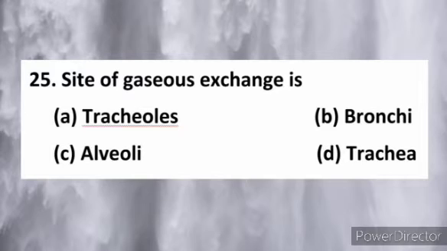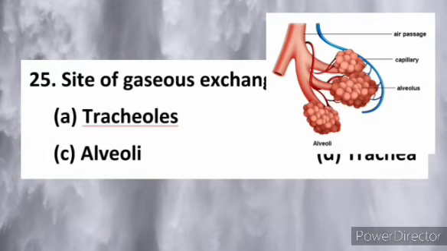Question number 25. Site of gaseous exchange is? The answer is alveoli. Alveoli are the tiny air sacs present in the lungs. The oxygen that we inhale finally ends up in the alveoli. From the alveoli, the RBCs, red blood cells, carry the oxygen and deliver it to all the cells present in our body. This oxygen is used to release energy, with water and carbon dioxide as byproducts. The unwanted carbon dioxide is again picked up by the RBCs and delivered to the alveoli. From the alveoli, the unwanted carbon dioxide is exhaled out.